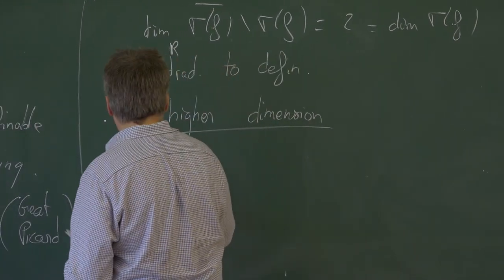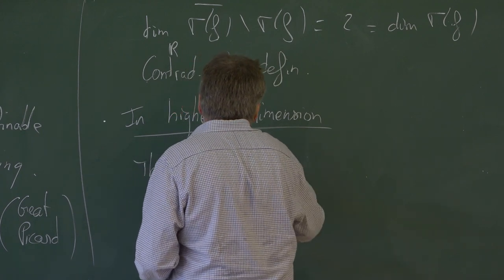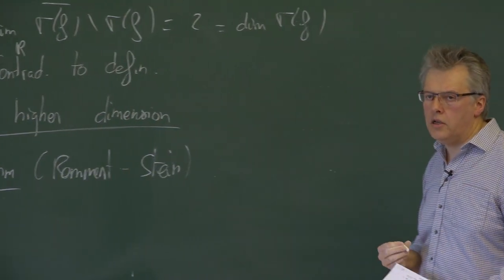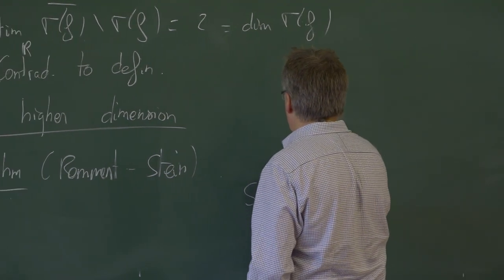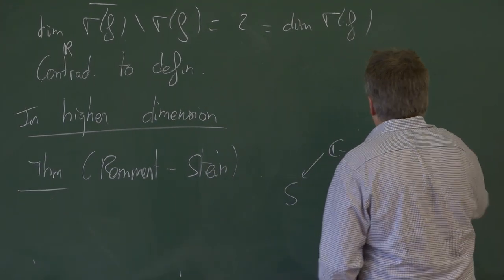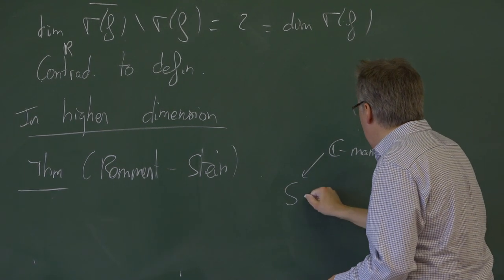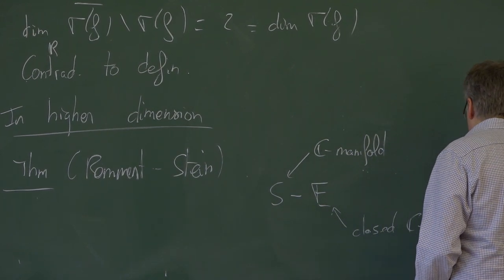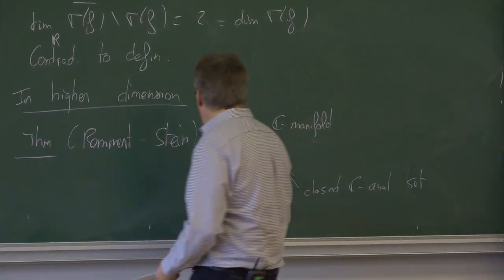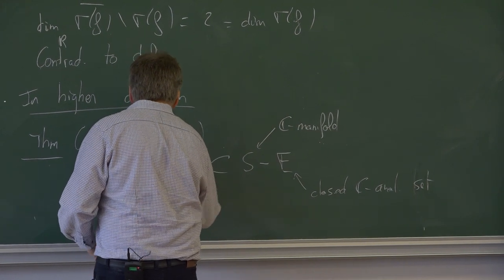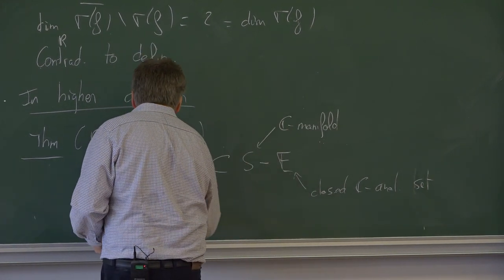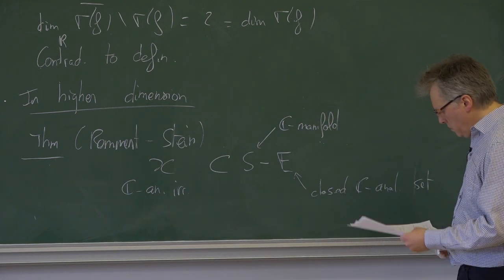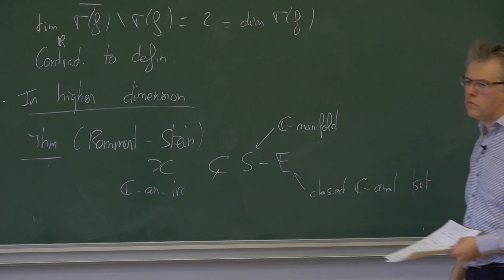In higher dimension, let me recall the classical result in complex analysis due to Remmert and Stein. The problem is extending complex analytic subsets. So you start with S, a complex manifold. You can think that this is C to the n. This is not very important. And then you remove some closed complex analytic set E. Okay, and so now you suppose that in this open thing, you have X which is a C-analytic irreducible subset, closed in this complement.